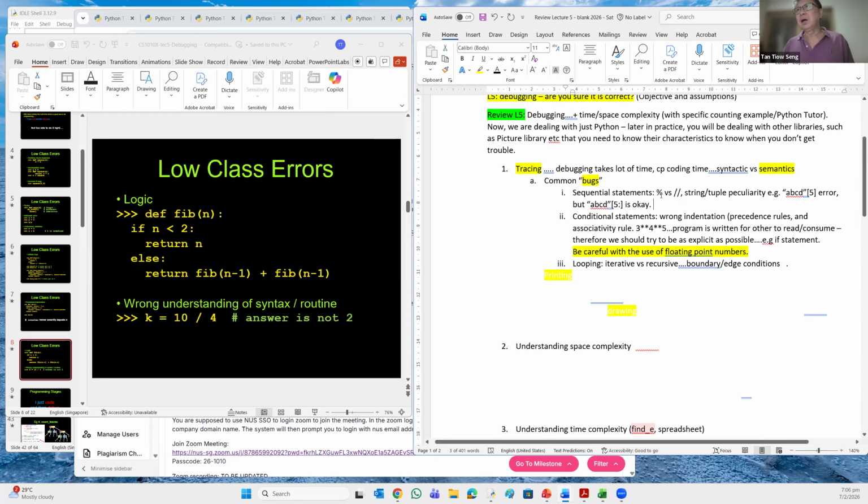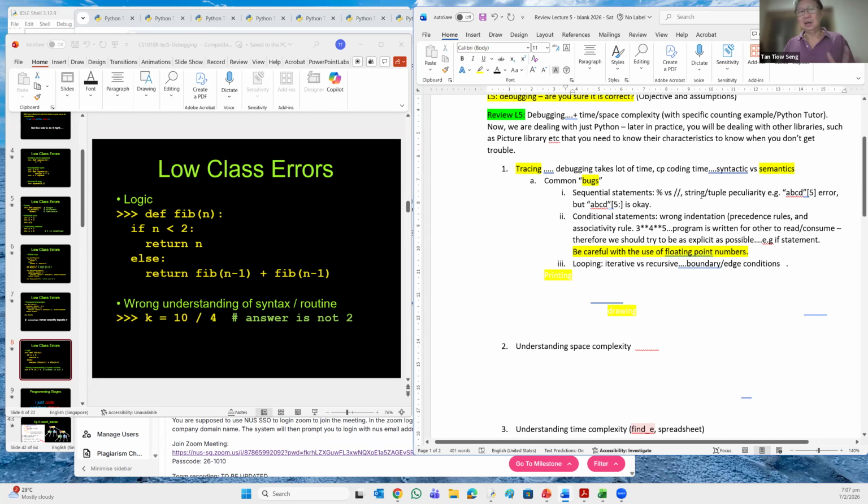For example, sometimes we mistake the percentage with the integer divide. Integer divide gets you the value of the division, whereas the percentage just gets the remainder of the division. So we may at times forget about this.